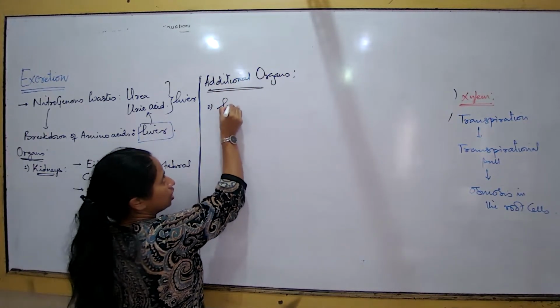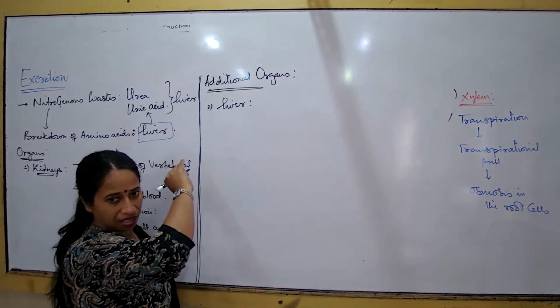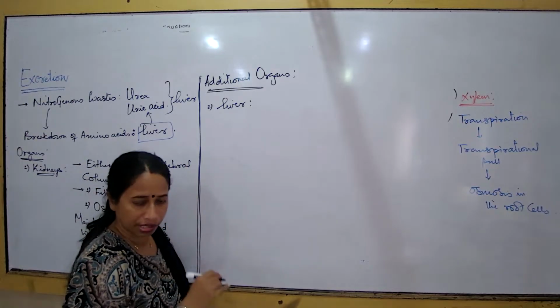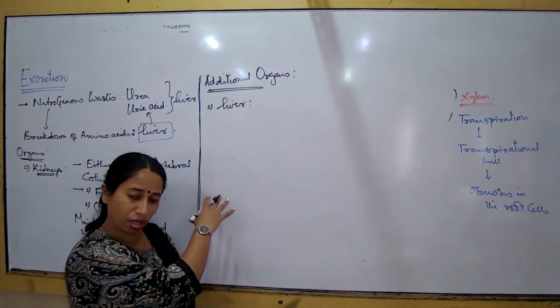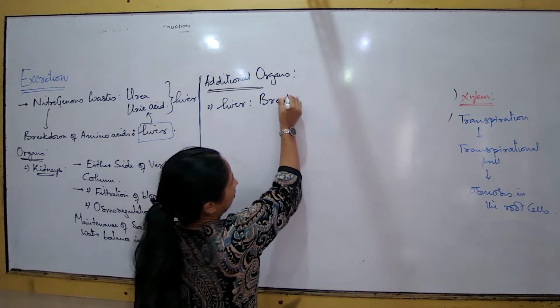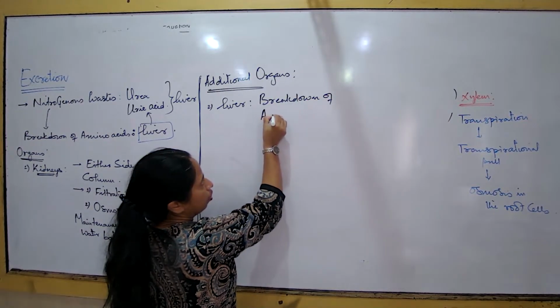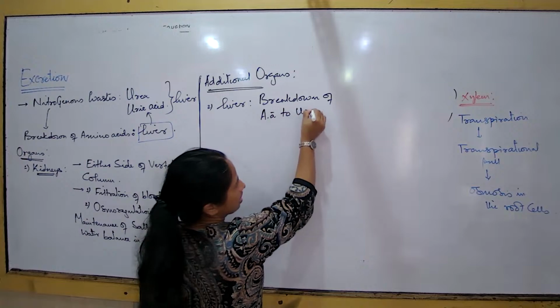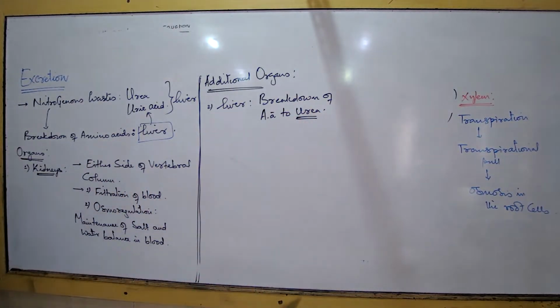Just now I mentioned the liver. How can the liver be considered an excretory organ also? The liver has multiple functions in our body, but how does it come into the concept of an excretory organ? Because it plays a major role in the breakdown of amino acids to urea. Since it is carrying out this function, it is considered an excretory organ also.